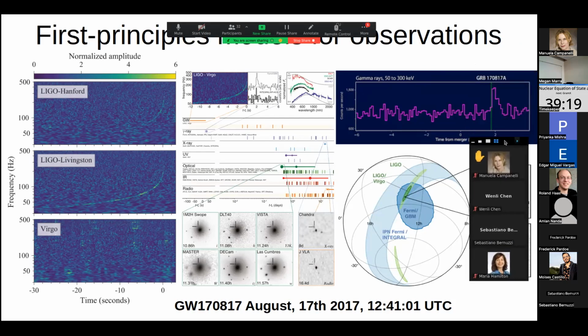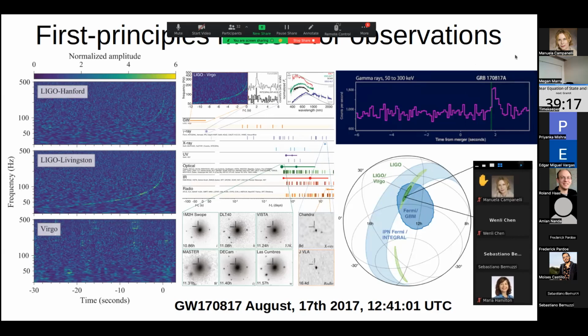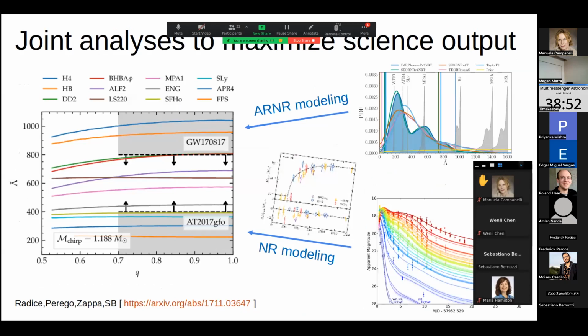Essentially I want to reduce a bit the scope of the talk by saying what we are doing, which is trying to model from first principles the dynamics and of course the emission of these binary neutron stars, in order to be able to interpret the observation and to get an idea of how we could constrain the neutron star equation of state.